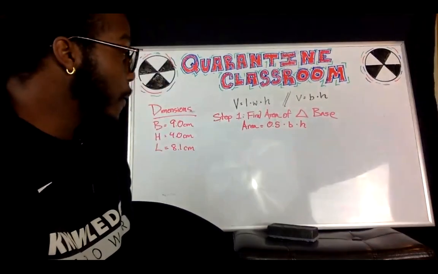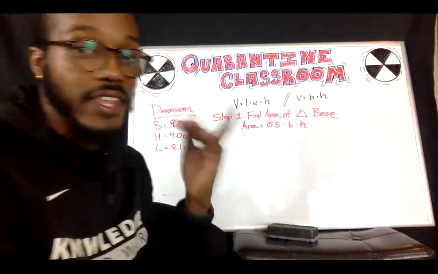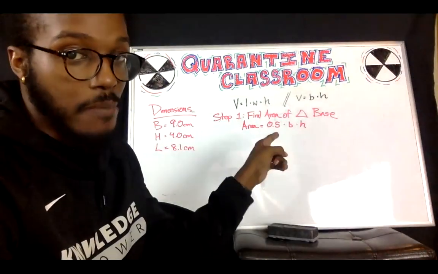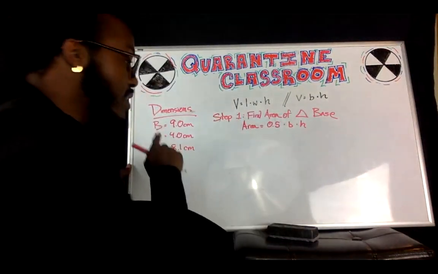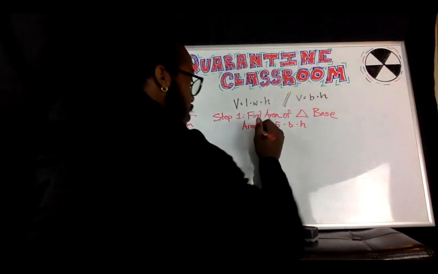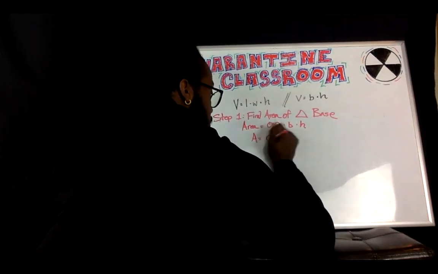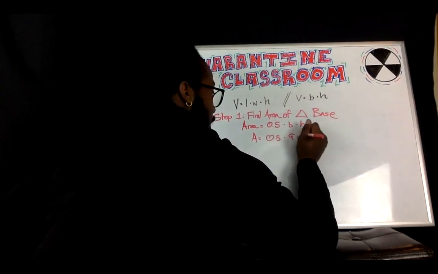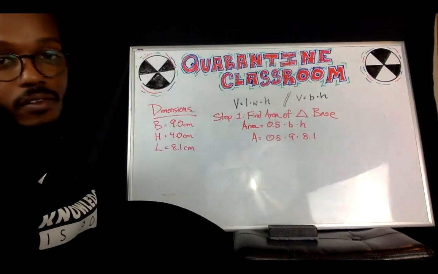All right. So here we go. Step 1, find the area of the triangular base. To find the area, I have 0.5 times base times height. I know what my base is. I know what my height is. Now it's just time for me to plug it in and get the answer. So I have 0.5 times 9 times 8.1.